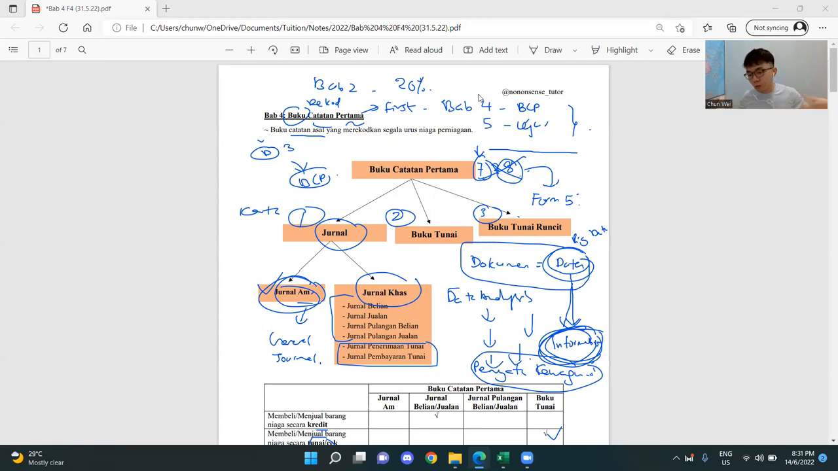And let me recap what we have learned from last class, because at the same time, I need to rethink what I've actually taught in last class. So in last class, we are still in chapter 4, bab 4, buku catatan pertama. And I remember I talked about journal am, right? Then we went into journal khas as well. Okay, so in the journal khas, we talk about jurnal belian, jurnal jualan, jurnal pulangan belian, and pulangan jualan.